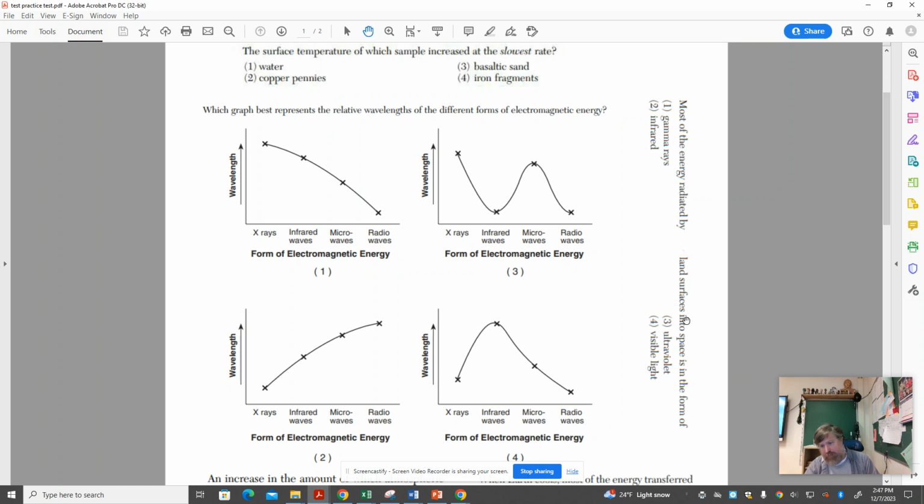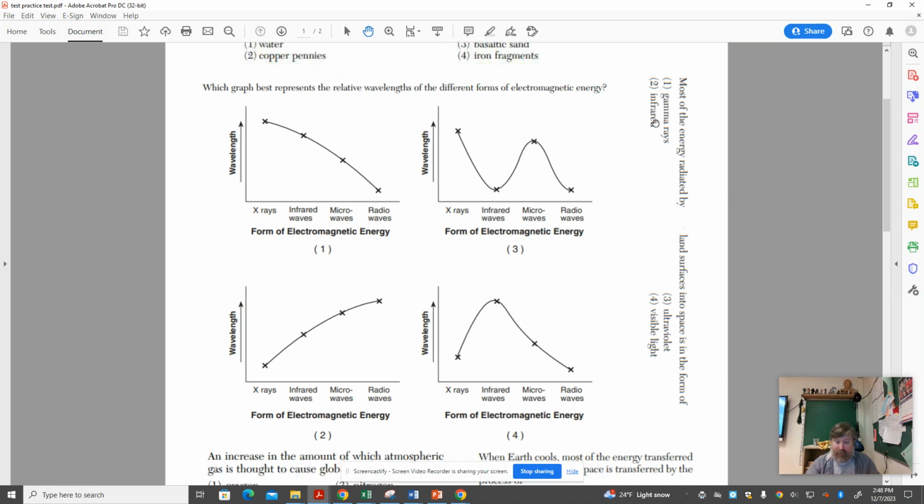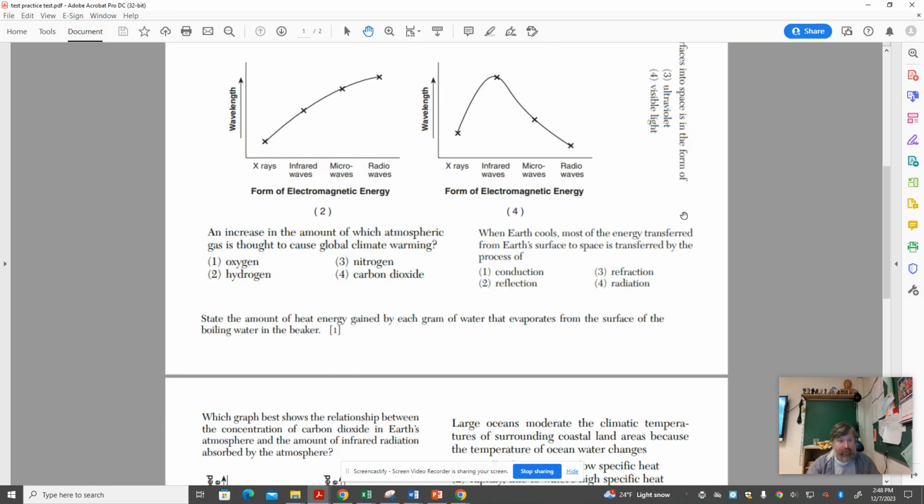Most of the energy radiated by land into space. What does everything that's warm in this universe give off? You guys used the infrared camera. It's over there. Infrared. Things give off that heat energy that's infrared, and that's what gets trapped by greenhouse gases. That is going to come up at some point.